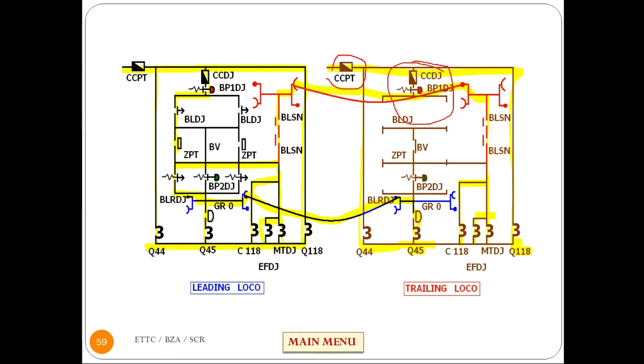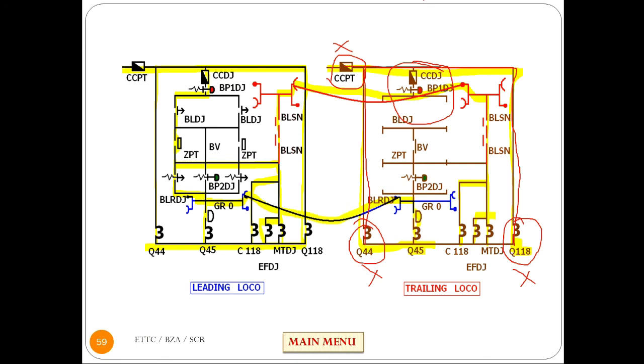For example, if you take the CCPT fuse here, we already discussed the trailing loco CCPT condition in the Panto control circuit. Here, whenever the CCPT fuse melts, Q108 will not energize. Similarly, the same supply goes to Q44, so Q44 will also not energize. It means whenever the trailing loco CCPT melts, your DJ trips, but the trailing loco Panto will not lower.